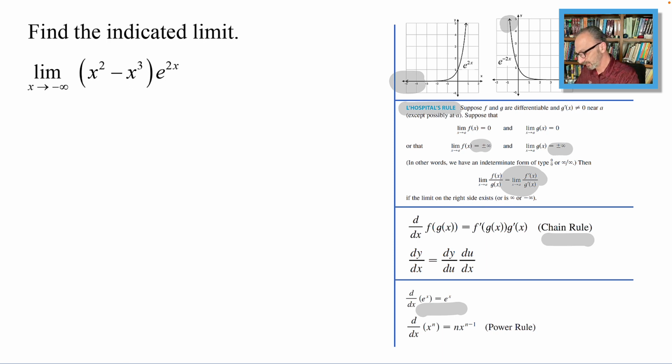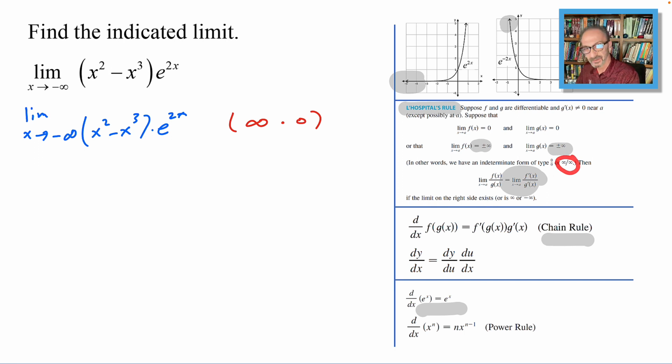So the problem is the limit as x approaches negative infinity of x to the second minus x to the third multiplied by e to the 2x. This will give me a form of infinity times 0. So to use this format, infinity over infinity, we need to rewrite the problem differently. And this is how we do it.